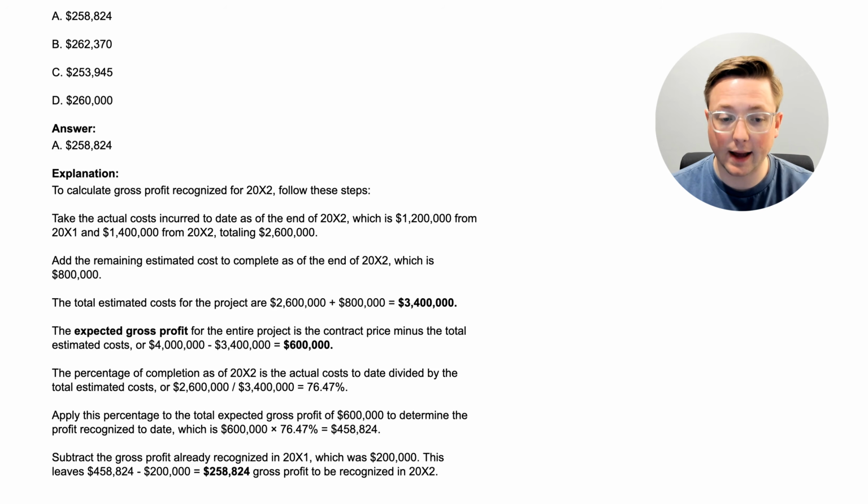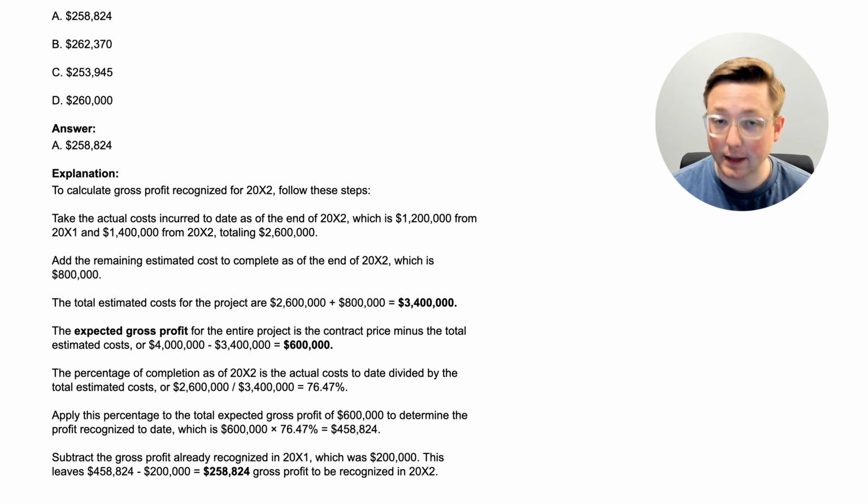Now that we know that, we can then figure out the gross profit percentage. First, we have to figure out what the gross profit is, though. The expected gross profit for the entire project is the contract price minus the total estimated costs, or $4 million, that was the contract price, less the $3,400,000 of estimated costs that we just calculated. So they are expecting to have $600,000 of gross profit throughout the whole project.